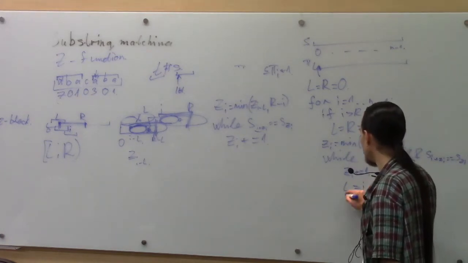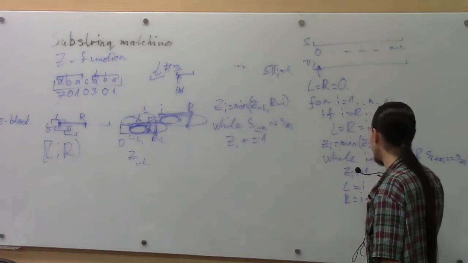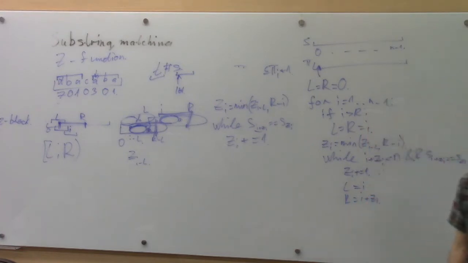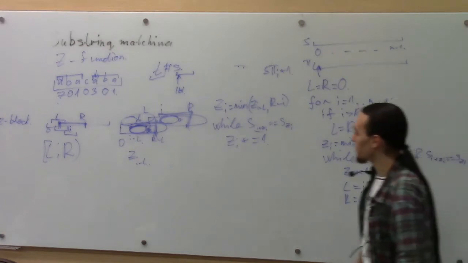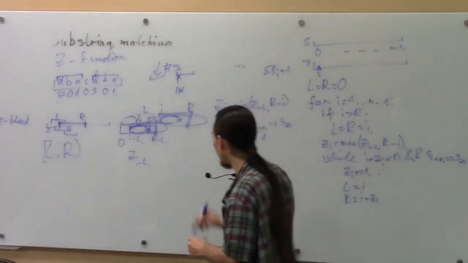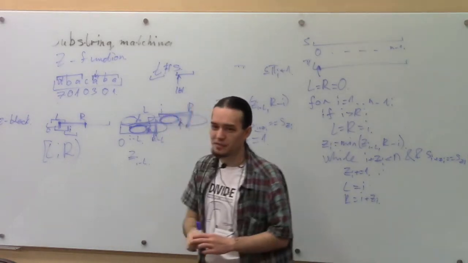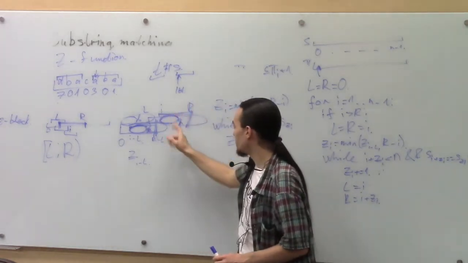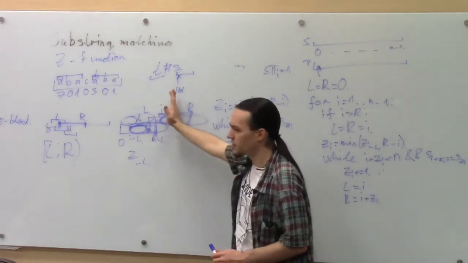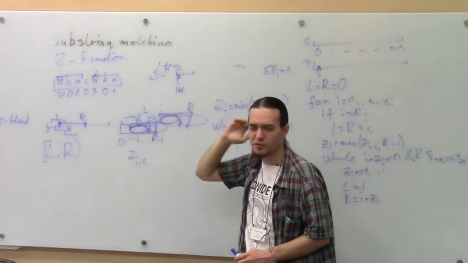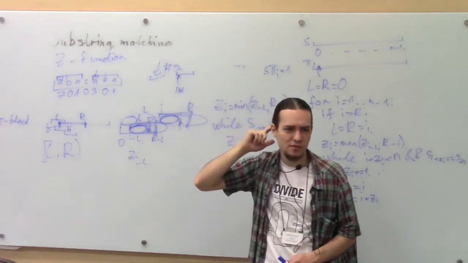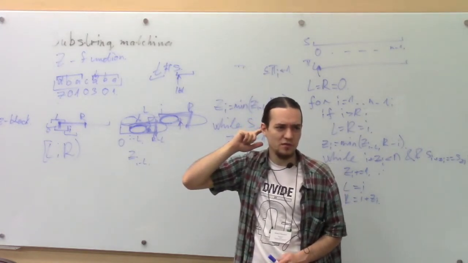L equals i, R equals i plus z[i]. Okay? And it may seem that, for example, if we are matching something, and it could happen inside the string here, then we are continuing forward here, and we're kind of decreasing the right endpoint of the Z block. We probably don't want that.